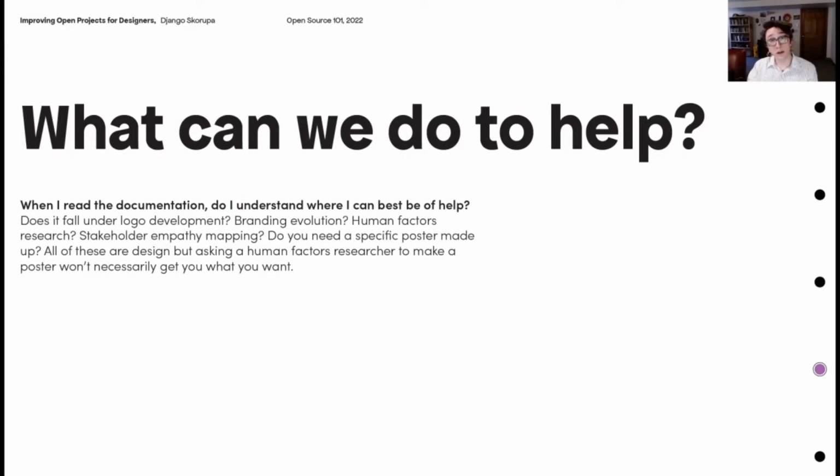And relating to all of that, what can we do to help? When I read through the documentation that's on your website, do I understand where I can best be of help? Is it logo development, branding evolution, human factors research, technical writing, stakeholder empathy mapping? Do you need posters made? All of that stuff is design. But if you ask a human factors researcher to do technical writing or develop a brand, they might not necessarily get you what you want.